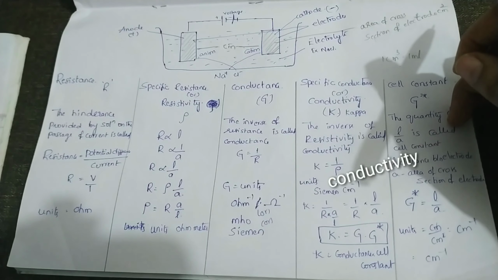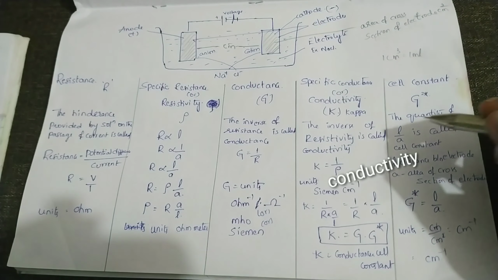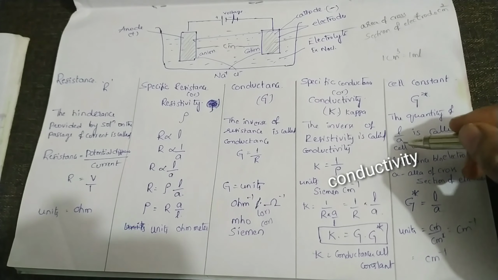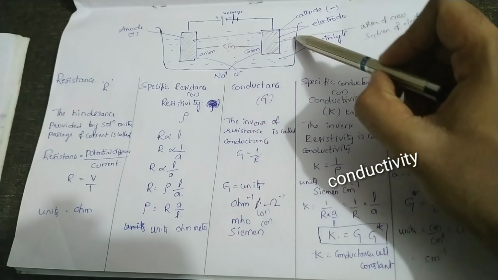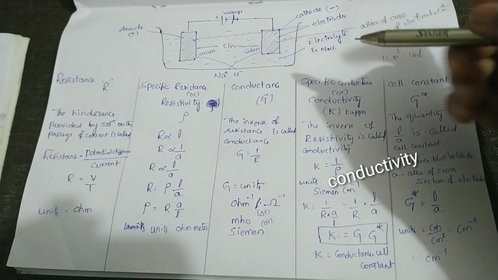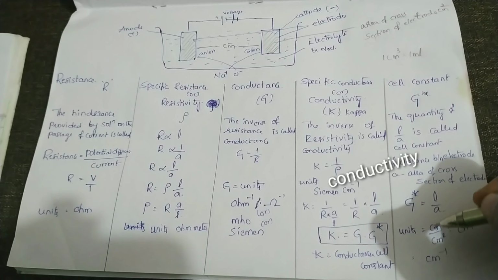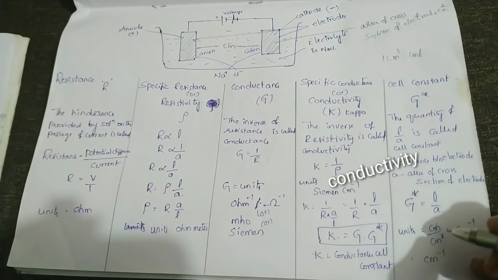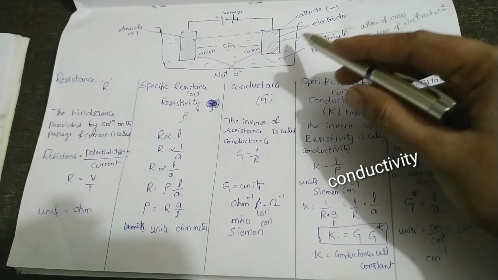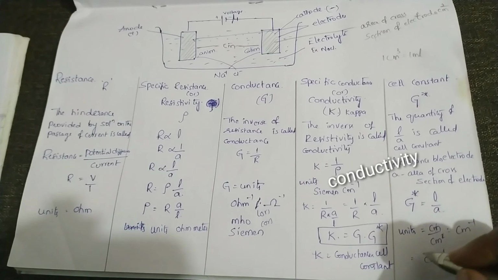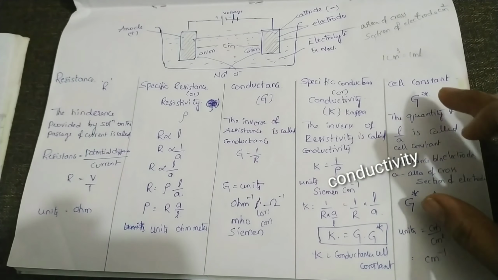Coming to cell constant. The quantity L upon A is called cell constant. L is the distance between the two electrodes and A is the area of cross section of the electrodes. So G star is equal to L by A. Units for cell constant: L is centimeter, A is centimeter square. So one centimeter cancels, and 1 by centimeter is centimeter inverse. So centimeter inverse is the unit for cell constant.